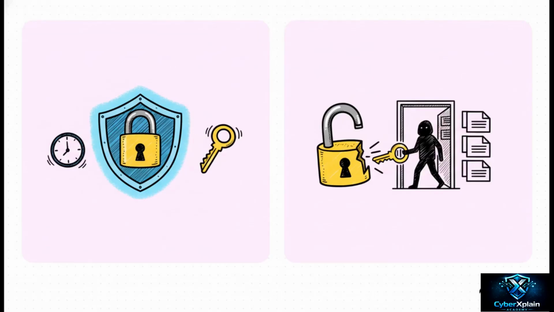So, what's the difference between a secure session and a hijacked one? Well, a secure session is protected. It has things like short timeouts if you're inactive and uses really strong, unpredictable session IDs. But a hijacked session? That's basically giving an attacker the keys to your account. They get a free pass to do anything you can do, whether that's stealing your data or even making transactions.